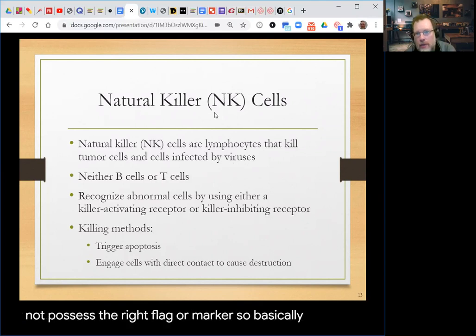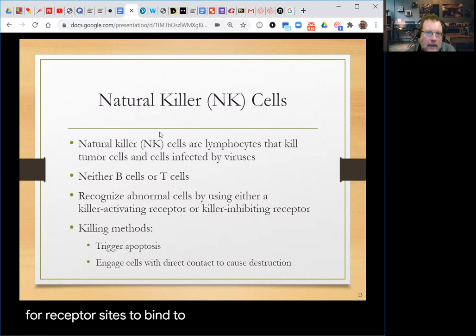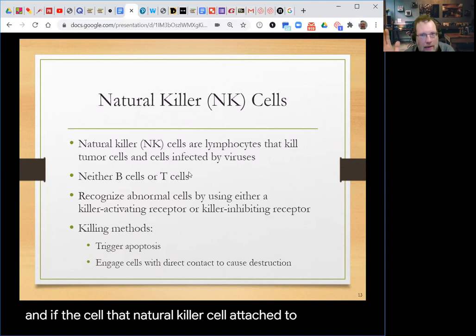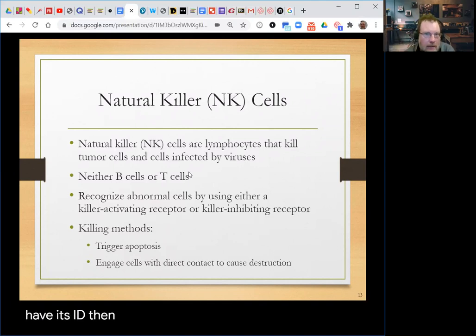So basically the natural killer cells are kind of swimming around in your blood, looking for receptor sites to bind to. And if they find one, then they will send out their little ID checking device, and if the cell that the natural killer cell attached to doesn't have its ID, then it's going to get destroyed. So these are not B cells or T cells. Remember, lymphocytes, usually we think of them as being B or T cells.